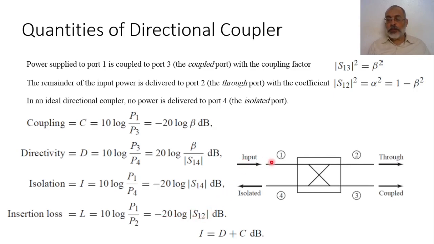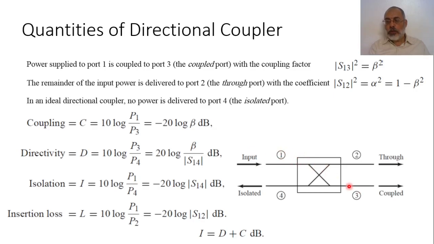The coupling coefficient is the ratio of the power at port 3 to the power at port 1. So the coupling C is 10 log power 1 over power 3, or in other words, minus 20 log S31, or because the magnitude of S31 is beta, it can be minus 20 log beta in dB. This is known as the coupling coefficient.